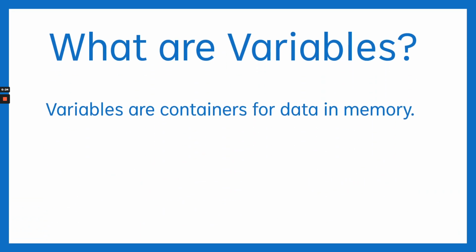So the first thing I want you to understand is variables are containers for data in memory. Memory is a part of the computer where you store data. But we don't store data directly, we store data inside of containers, which we call variables. Imagine that your memory is like a cargo ship.